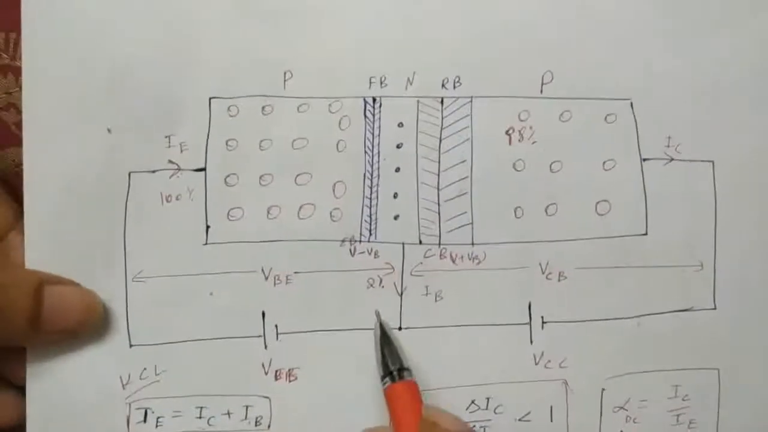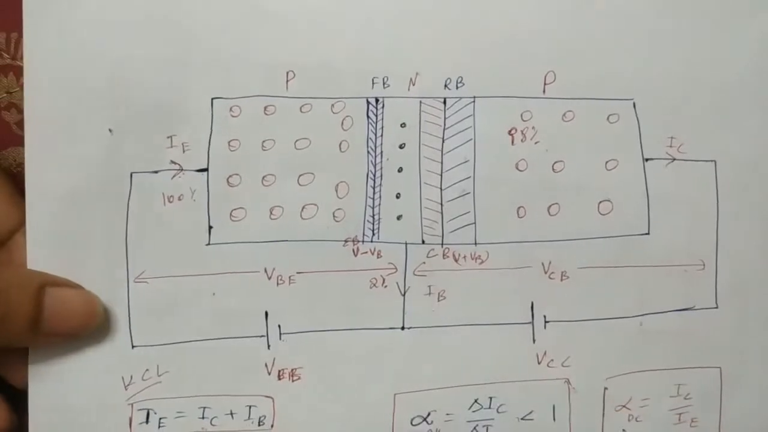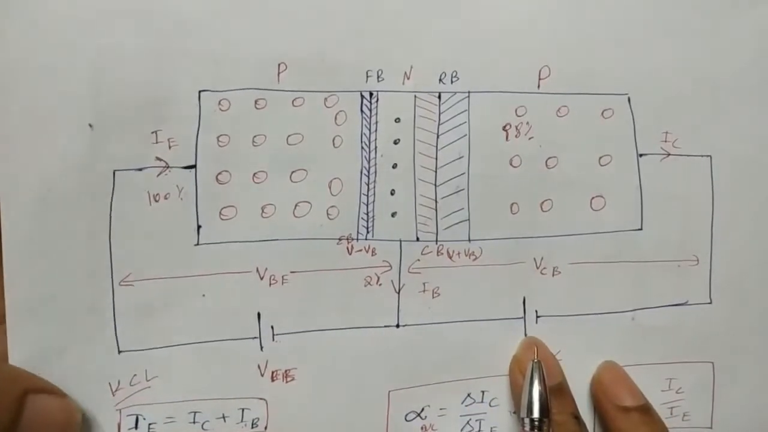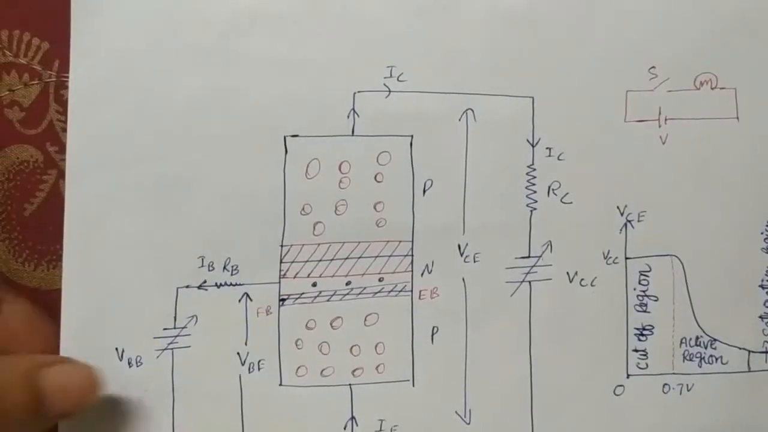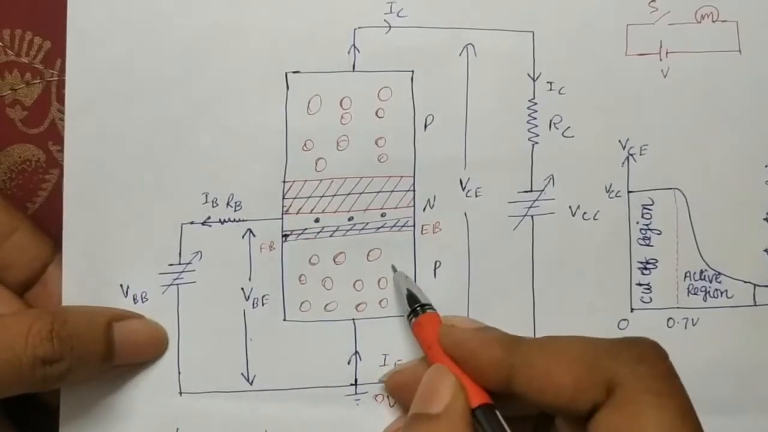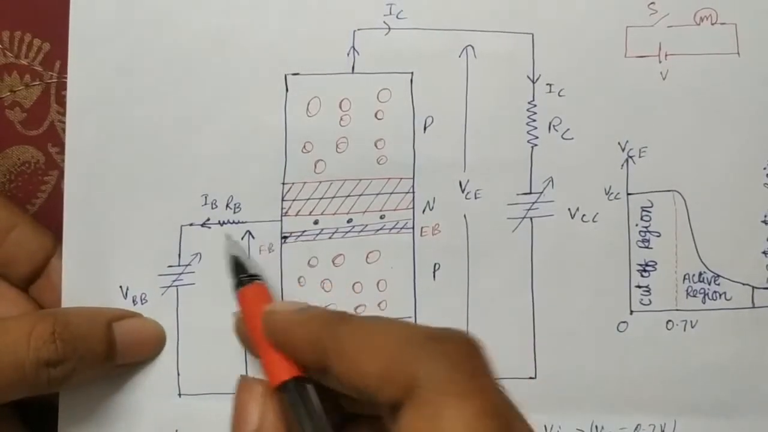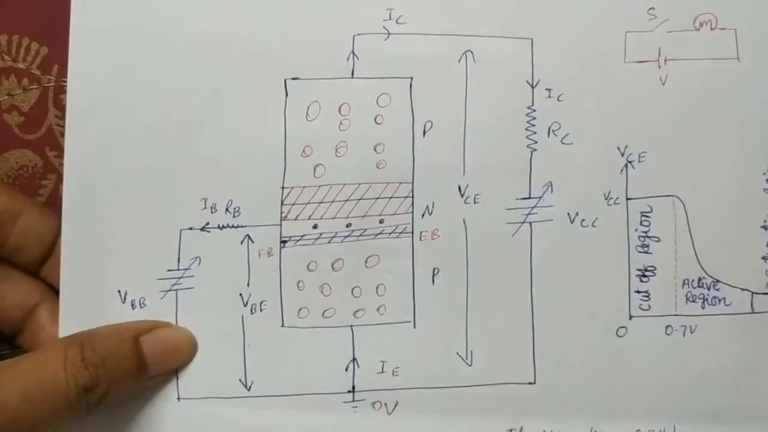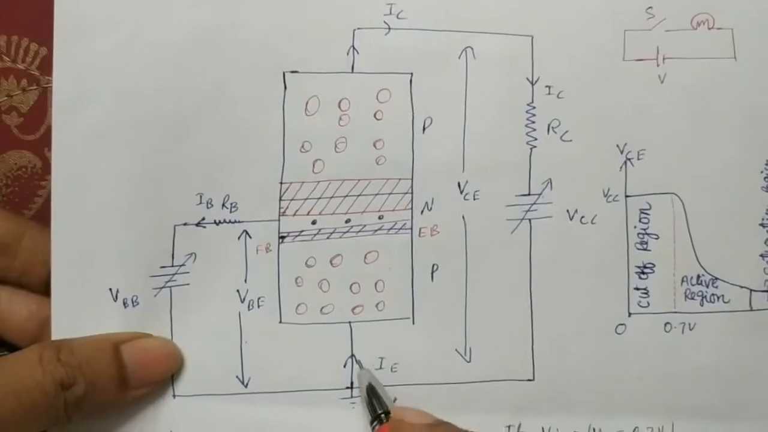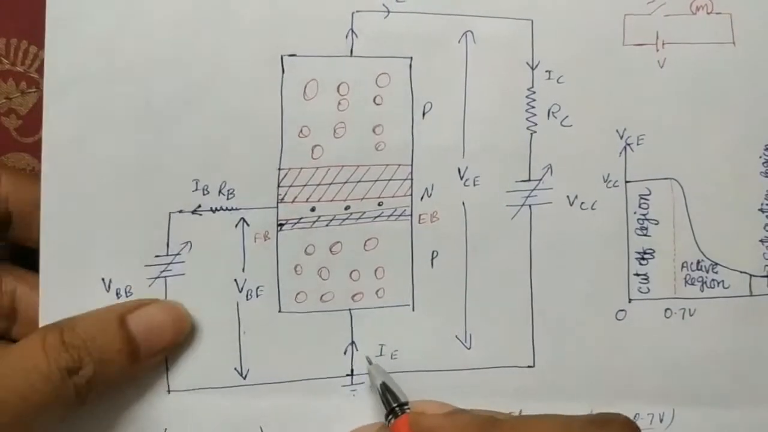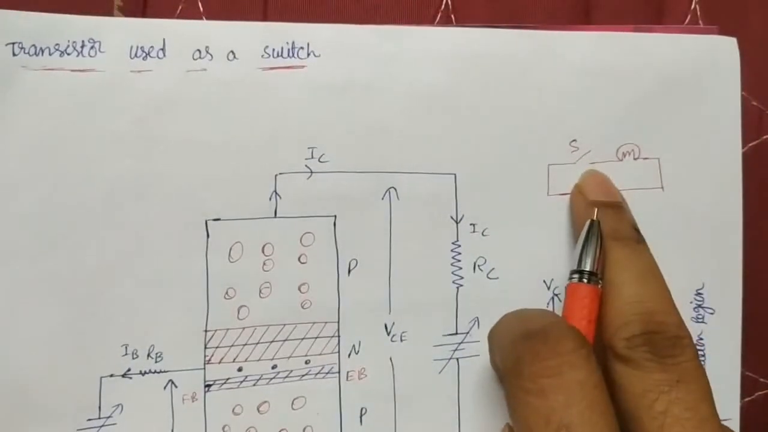And here is the common base configuration. In any type of configuration, if one of the currents is zero, then the other two must also be zero. That's why, if the input potential VB is less than the barrier potential, what happened? No current is flowing through the base. So if there is no current, here also IC is zero and IE is zero. So current through the emitter is not there. Current through the emitter is not there means current is not flowing, we can say switch off.